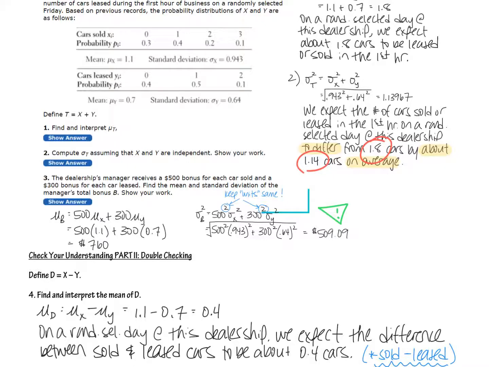So we want to know the difference between how much he makes on the sold cars versus how much he makes on the leased cars. So I'm going to change this to a negative sign. Otherwise, same exact number, same exact everything. And then in terms of standard deviation, yes, we're multiplying, and yes, I need to keep the units the same like we talked about here, but even though it's a subtraction problem, for standard deviation we're still going to add. You guys, this number is going to be the exact same, so I'm going to copy that down real quick.